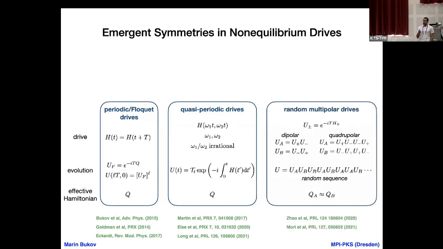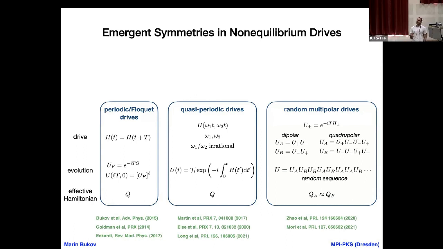Another way you can break periodicity is random multipolar drives. In that case, you consider two building blocks, U plus and U minus, given by two generators, H plus and H minus. Then you can arrange them in a dipolar fashion, for instance U plus times U minus, or the other way around, U minus times U plus. Then you can concatenate them in a random sequence, and as you do so, clearly the periodicity of the system is broken.